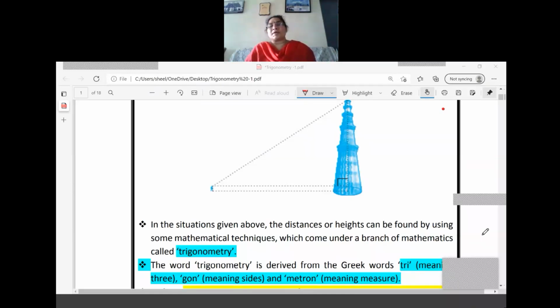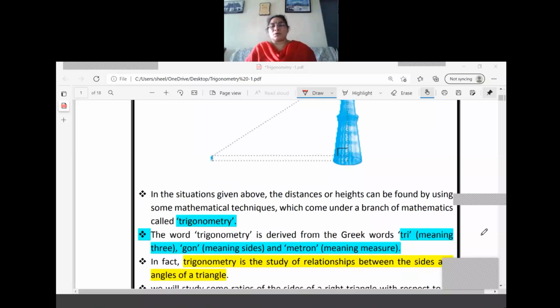I think it is the most awaited chapter from your side. Always you people are interested to learn about trigonometry only. So today we are going to start the same chapter, trigonometry.